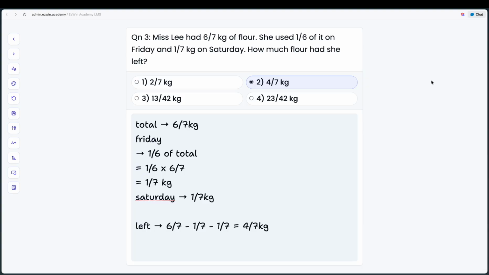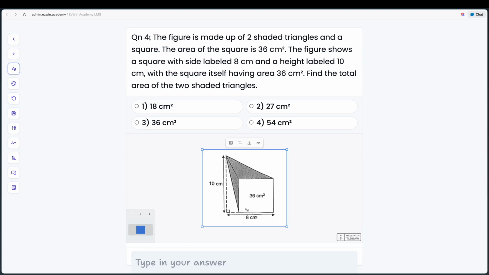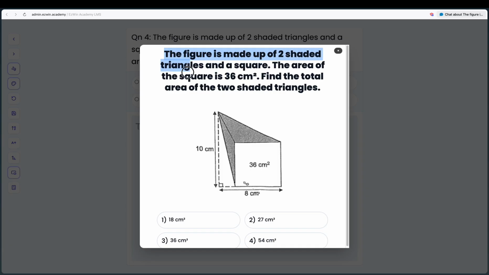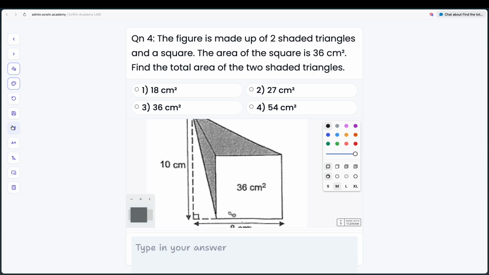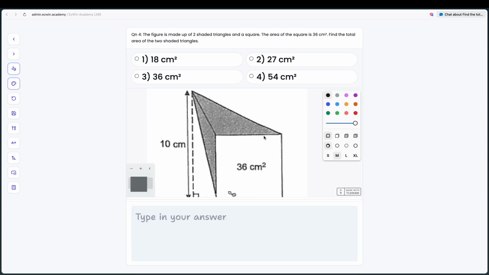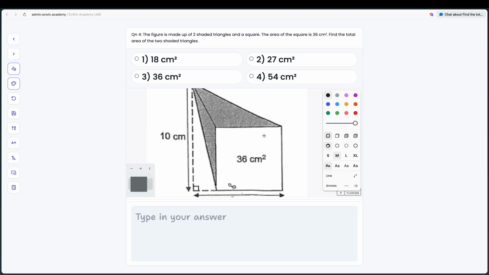Right, let's move on to the next question. Question number 4. The figure is made up of two shaded triangles and a square. The area of the square is 36 square centimeters. Find the total area of the two shaded triangles. So in this case, we want to find the shaded triangles. What we need to do is find a couple of things. First, we need to find the base of these two triangles.